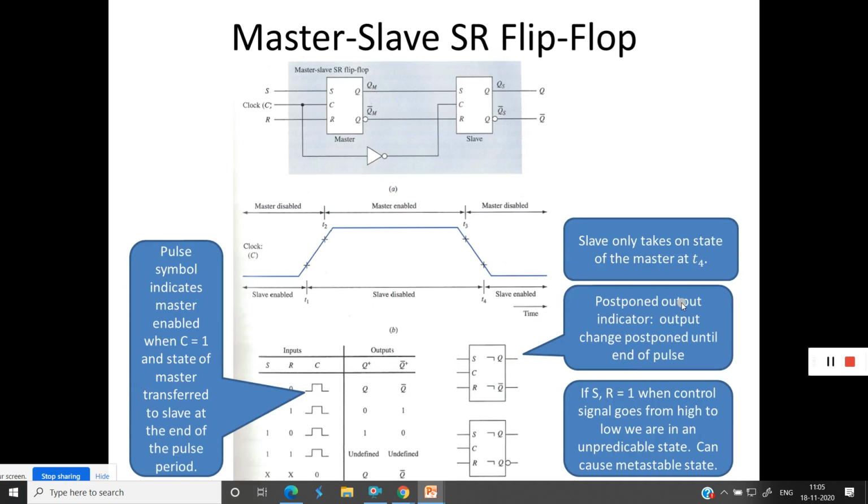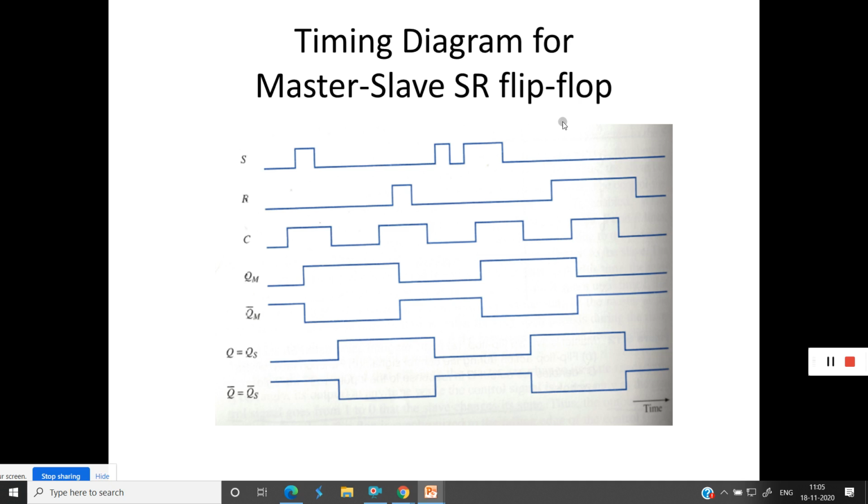So here this postponed output, what is this? This symbol is the postponed output indicator. Output change is postponed until the end of the pulse. Next, timing diagram for master slave SR flip flop.